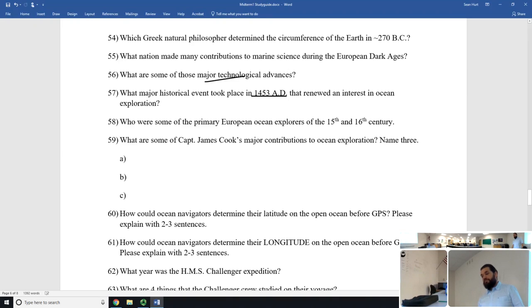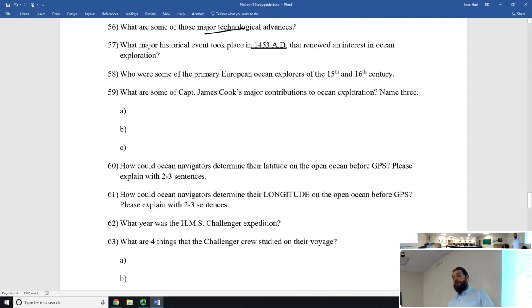Now in 1453 AD, what happened there in Europe, or I should say actually more the Middle East, was the fall of Constantinople. And that drastically altered political boundaries that effectively cut off trade in Europe from the Far East. So Europeans started trying to go to the oceans, to the seas, to discover new routes to make it to the Far East. So that's why that was a major event. It drove marine science exploration during the Renaissance.